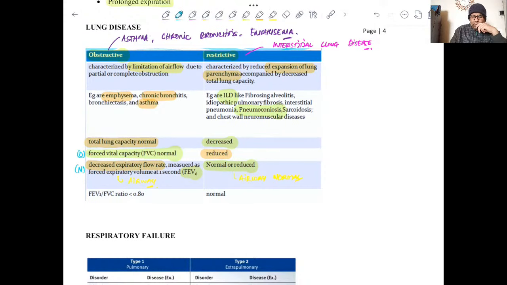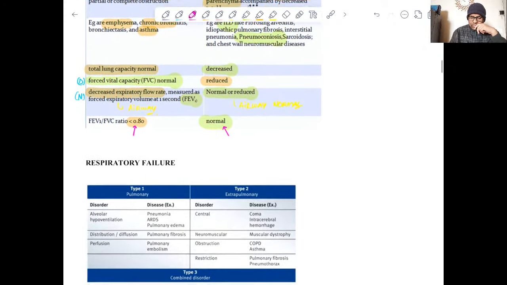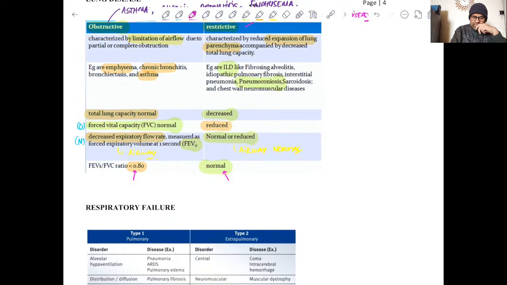So if you take the ratio, it is less than 0.80, or less than normal, in obstructive, and it is absolutely normal in restrictive, right? So from exam point of view, please remember this, because this is the usual framework of question based on this table. Obstructive and restrictive, very important from exam point of view, right? So just remember the basic pathology.